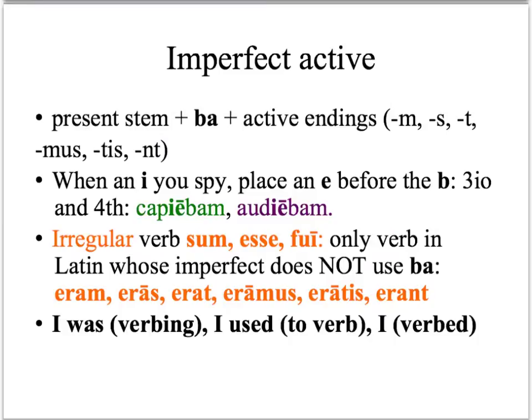You may remember that imperfect verbs are all recognized by their BA before the personal ending. So the endings are really bam, bas, bat, bamus, batis, bant. Remember that when an I you spy, place an E before the B, which is to say in a third IO verb and in a fourth conjugation verb. And the I that you're spying, by the way, comes from the first person singular, audio or capio. It's this I. So when you see this I, you know that in the imperfect there will be both an I and an E before the B of the imperfect ending.